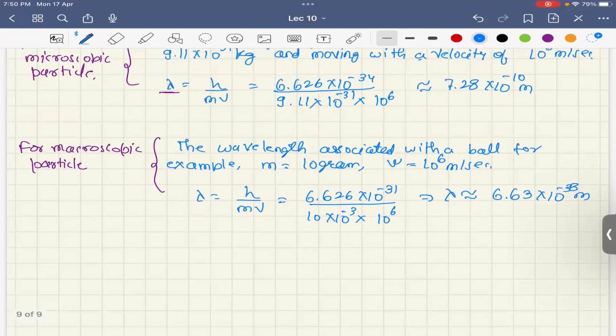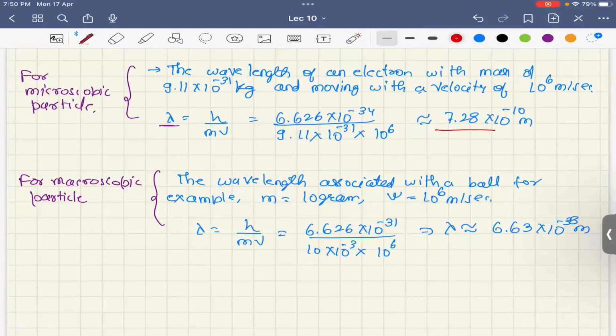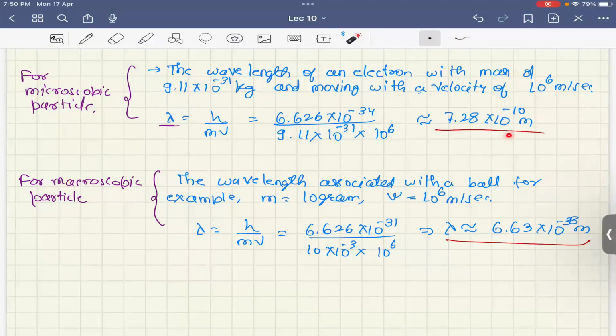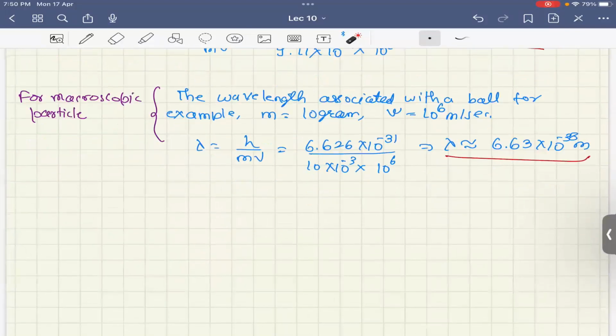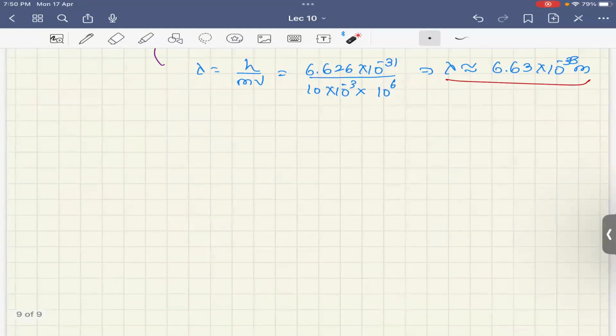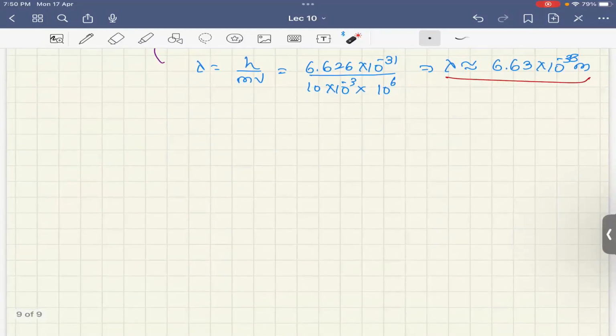So when you compare these two, we see that the wavelength for a microscopic particle is way too high compared to a macroscopic object, right? Hence we say that the wave nature is dominating at the micro level, and particle nature is dominating at the macro level, right? So this is where we conclude for today. And in the next class, what we are going to study is Heisenberg's uncertainty principle.